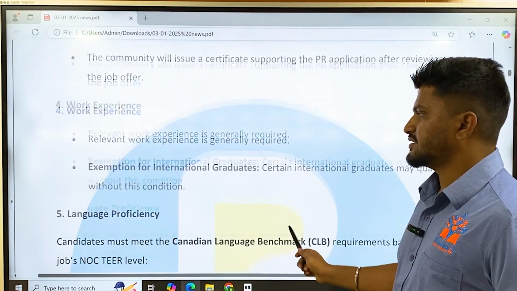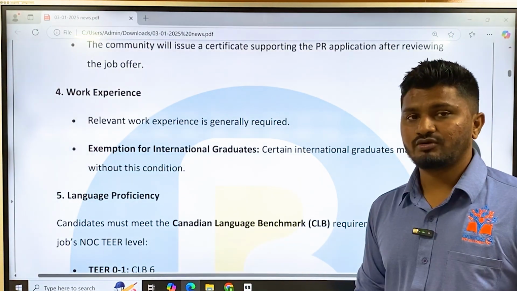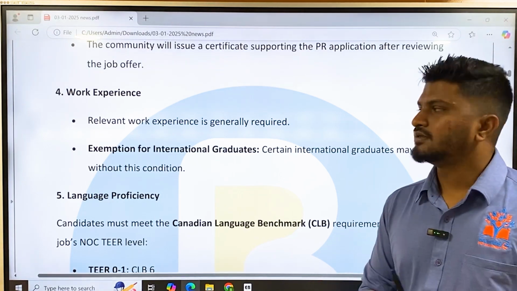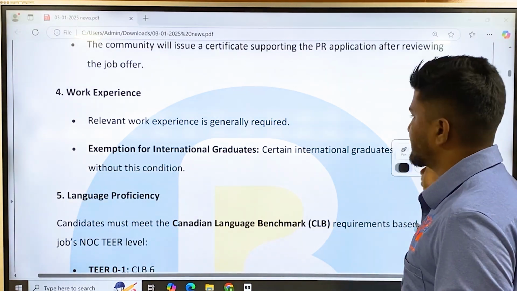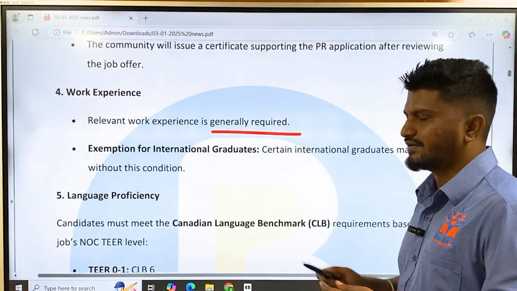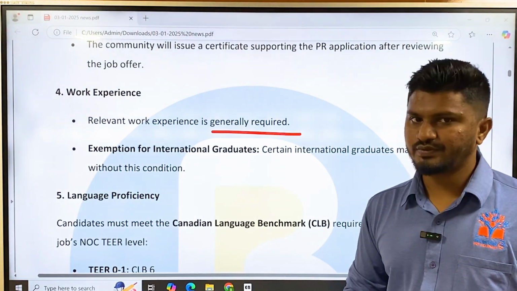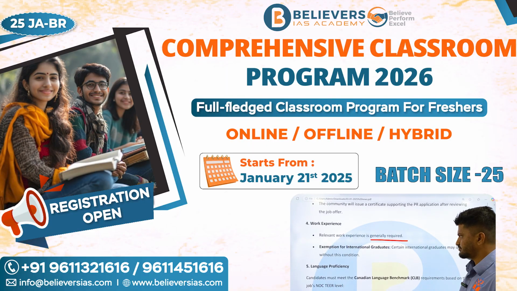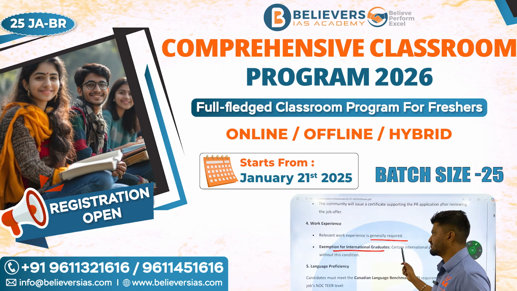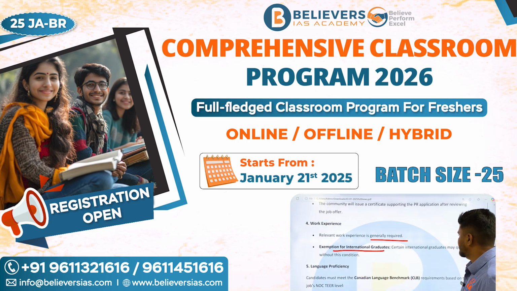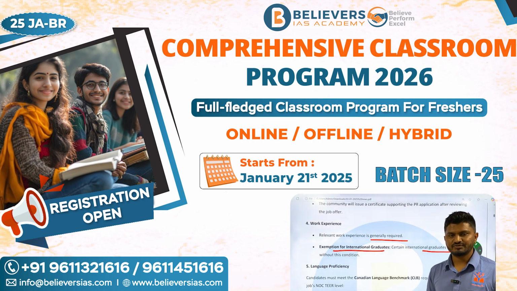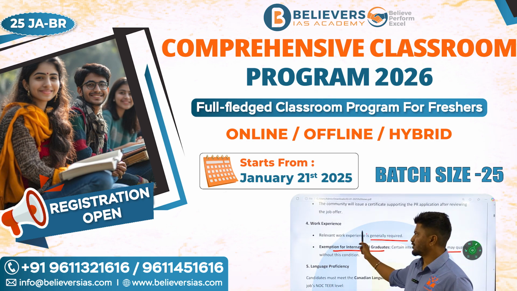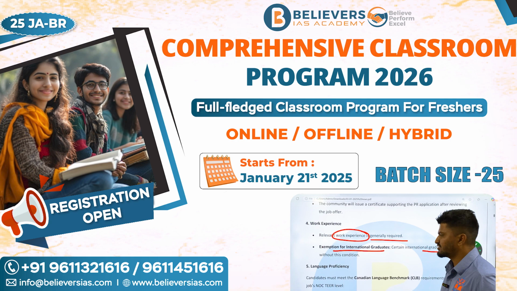Then there is also a need for work experience. If you are applying directly for labor, relevant work experience in the particular field is required, obviously. Then there are certain exemptions for international graduates, that is, certain international graduates may qualify without this condition. The condition of relevant work experience is not required for certain international graduates.